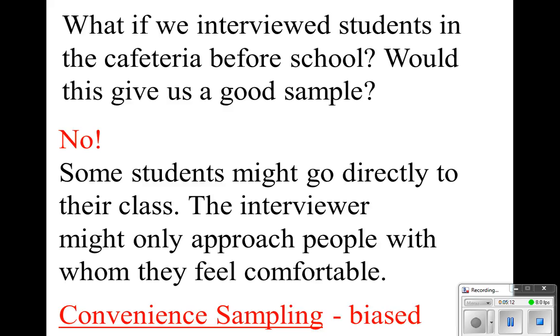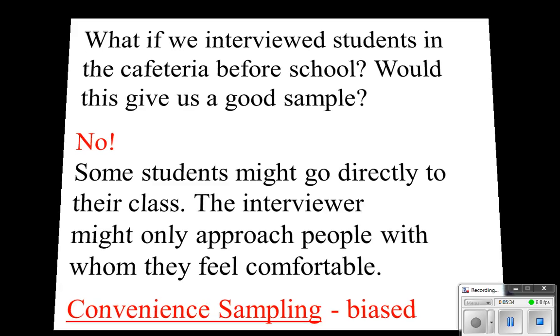Okay, this is called convenience sampling, and it's biased. We see convenience sampling outside of the grocery stores when there'll be someone standing there and ask you questions. That's convenience sampling, and it's biased. People do it because it's convenient. But your results are not necessarily going to be reflective of the population that you are interested in.